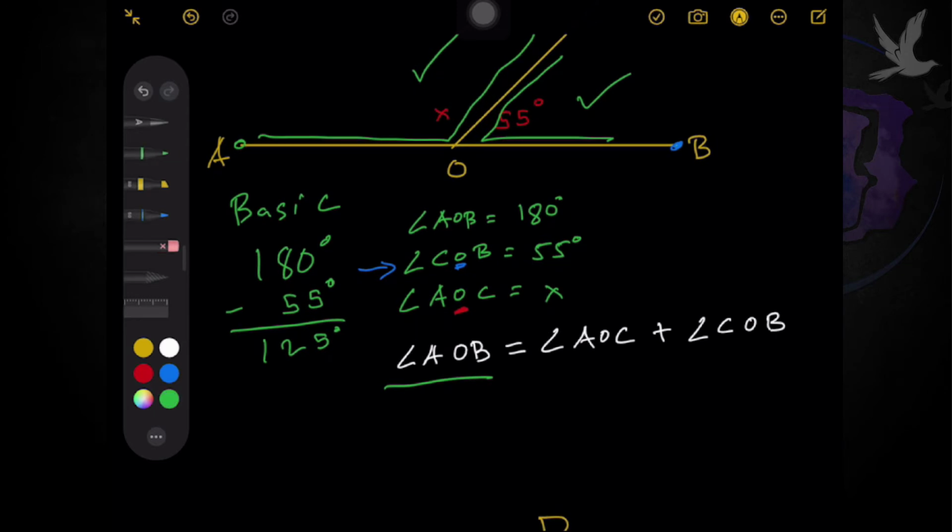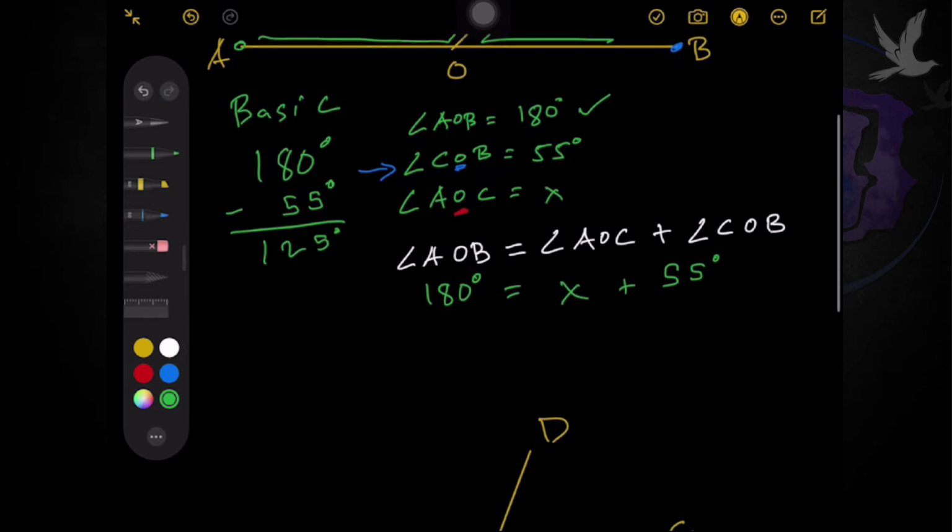So, what you do next here is to substitute the value. Angle AOB is equivalent to 180. So, just rewrite its actual value, 180 equals angle AOC, which in this case is X, plus angle COB, which in this case is 55 degrees. Okay. Now you have an X. You want to leave X alone in one side of the equation. And since our relationship between X and this 55 is addition, all you need to do is to remove 55 from this side of the equation.